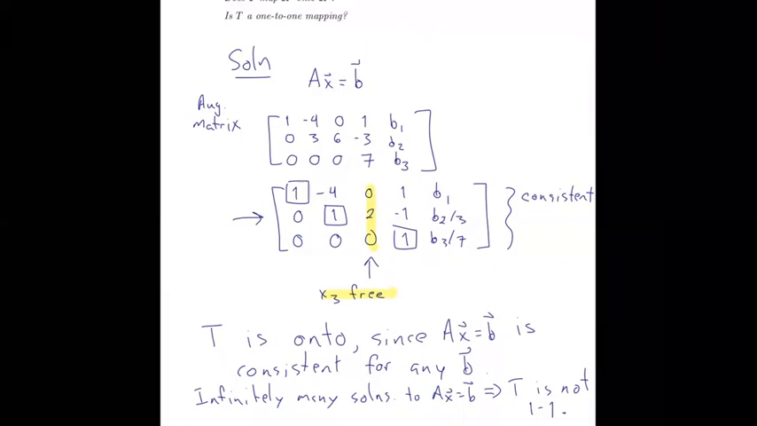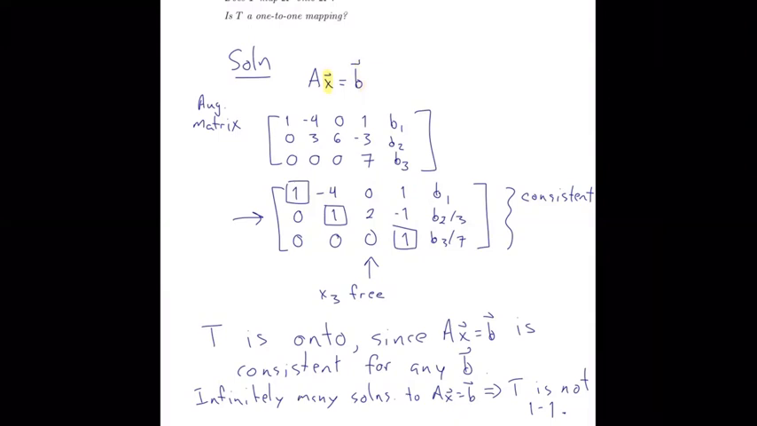That means it can be infinitely many different values. That means there are infinitely many solutions. Well, that means for any b, I can choose x3 to be whatever I want, and it can be different values. If x3 is different values, then my vectors x that map to b will be different vectors. So there's more than one vector, and those vectors aren't equal to each other, which map to a single b. So T is not 1-to-1, right?